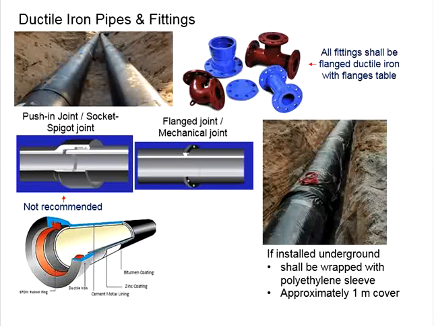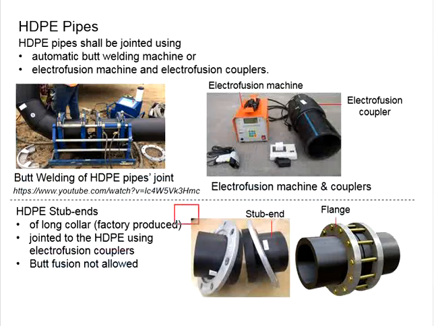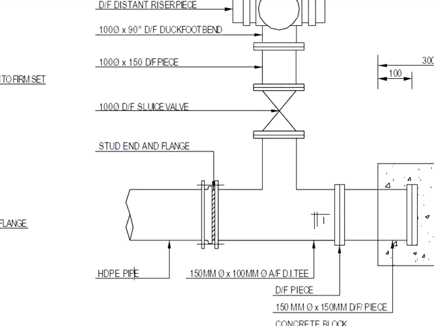To make it simple, you know that the water reticulation mains can be made of two main categories: the flange joint and the spigot joint. The mains can be made of ductile iron pipes or the HDPE pipe. There are also stub ends with flange. For example, this stub end and flange here. This is the stub end and this is the flange to be connected with the flange of the T-joint here.